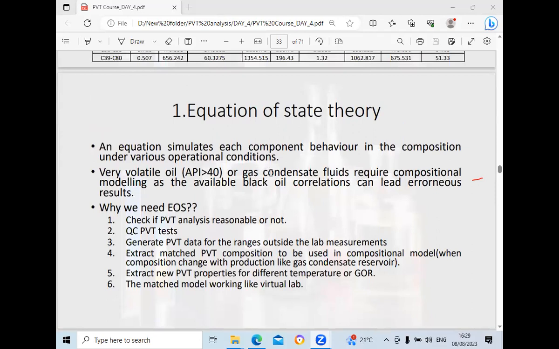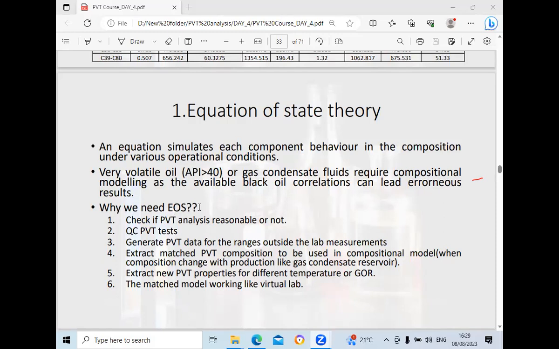Now, what are these equations of state that we are talking about? What are these equations of state? One or two of them should be equations that you are very familiar with. You must be familiar with some of these equations because you have seen them in chemistry. An equation of state is an equation that simulates each component's behavior in the composition under various operating conditions.